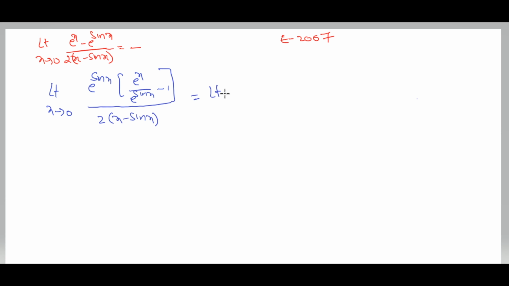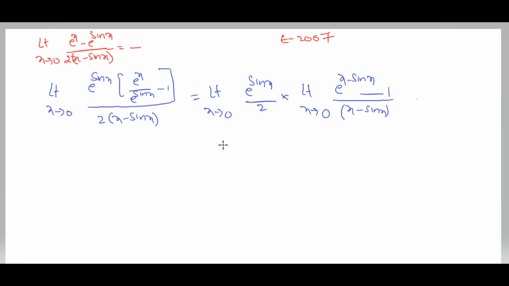This is equal to limit x tends to 0, e to the power of sin x by 2, one limit, and the second limit is written as limit x tends to 0, e power x by e power sin x, that is written as (e power (x minus sin x) minus 1) by (x minus sin x). So x tends to 0, e power sin 0, e power 0 is 1, that is equal to 1 by 2 into, this is (e power x minus 1) by x, it is in the form of limit x tends to 0, (e power x minus 1) by x, that value is 1. So this total value is 1, that is equal to 1 by 2 into 1, 1 by 2.